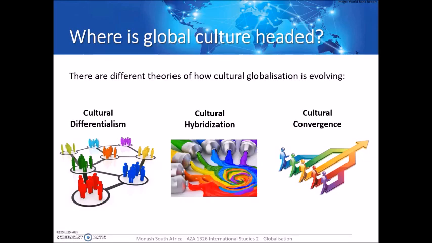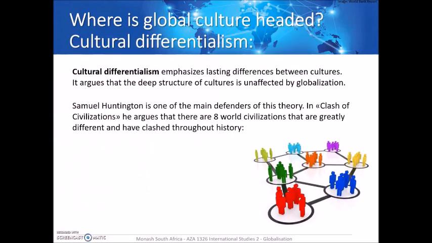I've tried to find pictures that represent them, just so that it's also easier to remember them. We're going to look at each one of them quickly, and we're also going to look at two case studies that might question the one or the other. So looking at cultural differentialism, it really emphasizes that there are lasting differences between cultures. It argues that the deep structure of culture is unaffected by globalization, that the core stays the same. Samuel Huntington is one of the main defenders of this theory.